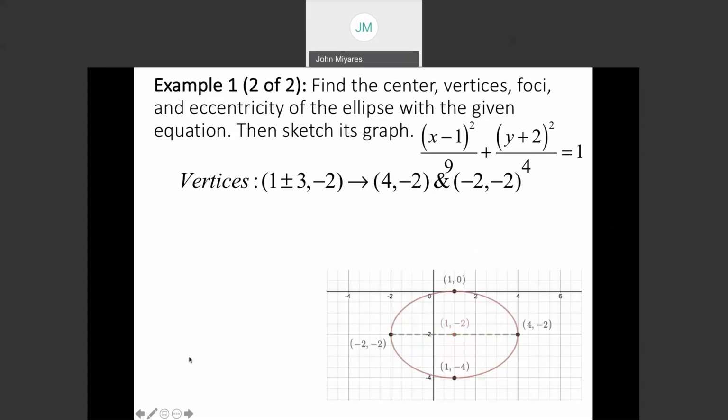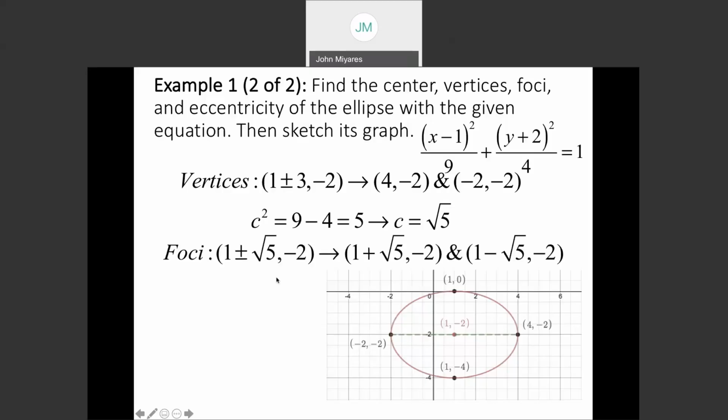Next, we want to find the focal points, so we need to compute the value of c. To do this, we need to take the length of the semi-major axis squared minus the length of the semi-minor axis squared, then take the square root of that result, which will be the square root of 9 minus 4, or the square root of 5. Since the focal points are always on the major axis, we can add or subtract the square root of 5 from the x-coordinate of the center to get the focal point locations, which are shown here.